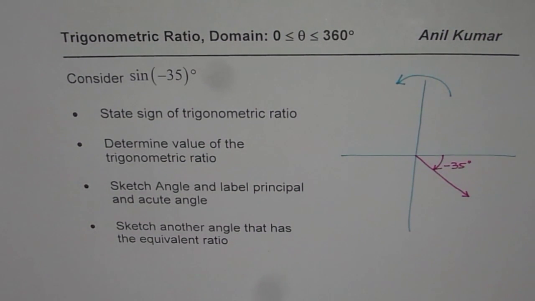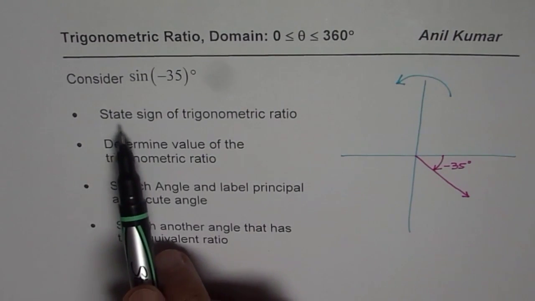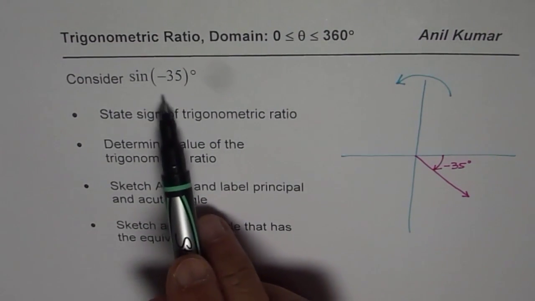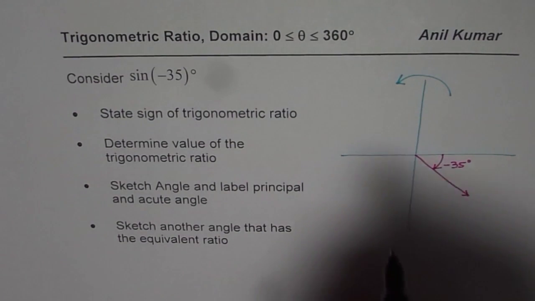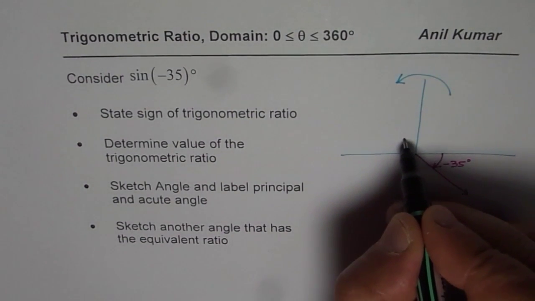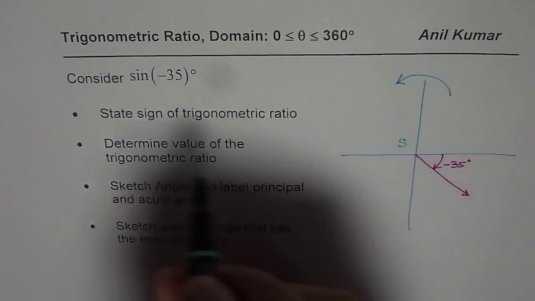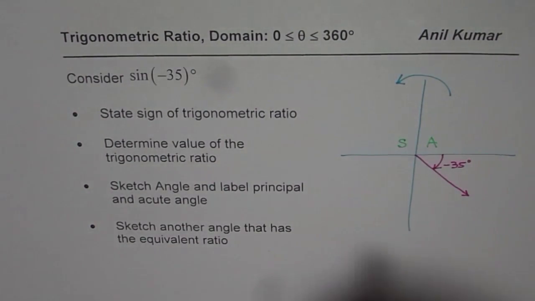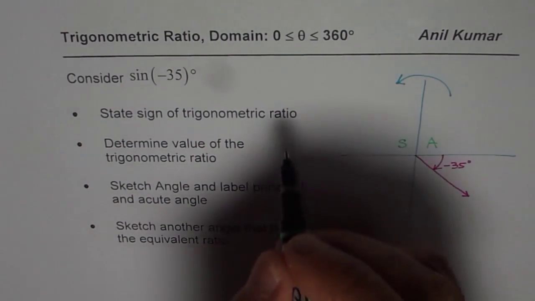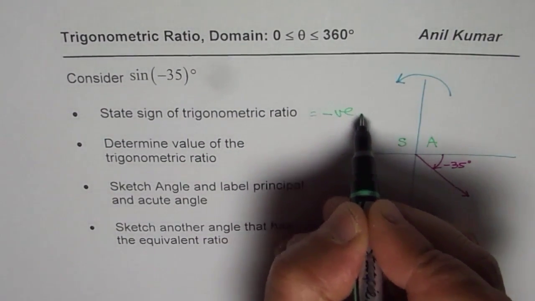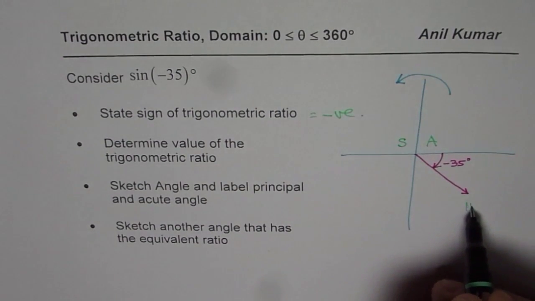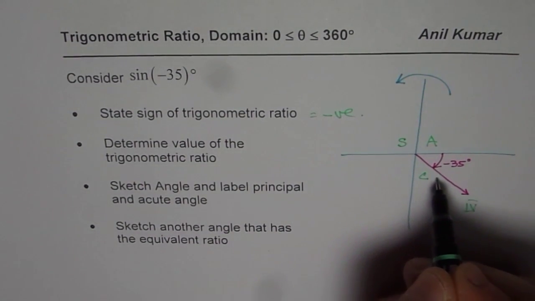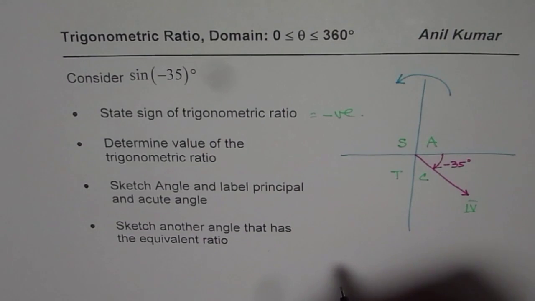Now let us answer these questions and then see how to relate the two. First one is state sine of trigonometric ratio. Since we are in quadrant 4, we know sine is positive when you are in quadrant 1 or in quadrant 2. So in this quadrant, we expect sine to be negative, right? Since it is in quadrant 4. This is quadrant 4. Only cos is positive here. Tan is positive in quadrant 3.